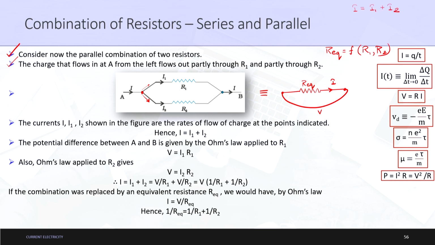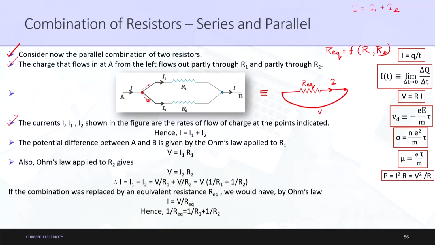Therefore, there will be a distribution of currents in both the resistors. How that distribution takes place, we will obtain in subsequent slides in the concept of Kirchhoff's law, etc. But for now, because the charge is distributed in both resistors, R1 and R2, there will be a difference in the currents also. If I denote the current passing through R1 to be I1 and the current through R2 to be I2, then the total current I will be equal to I1 plus I2.